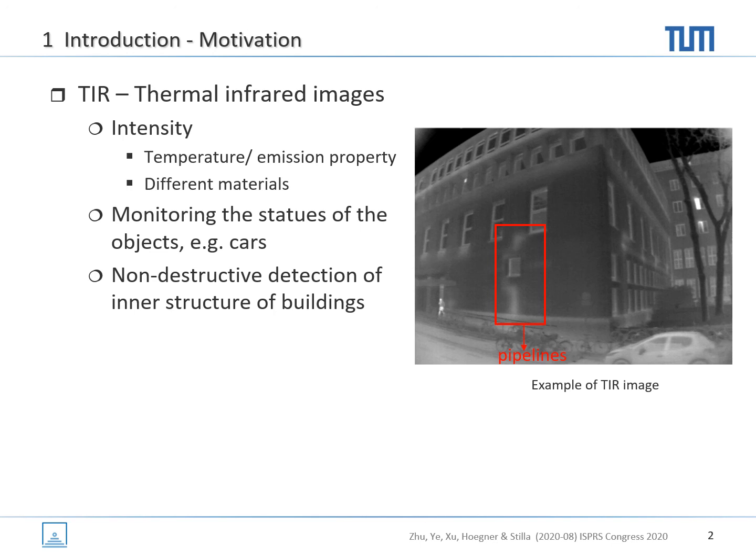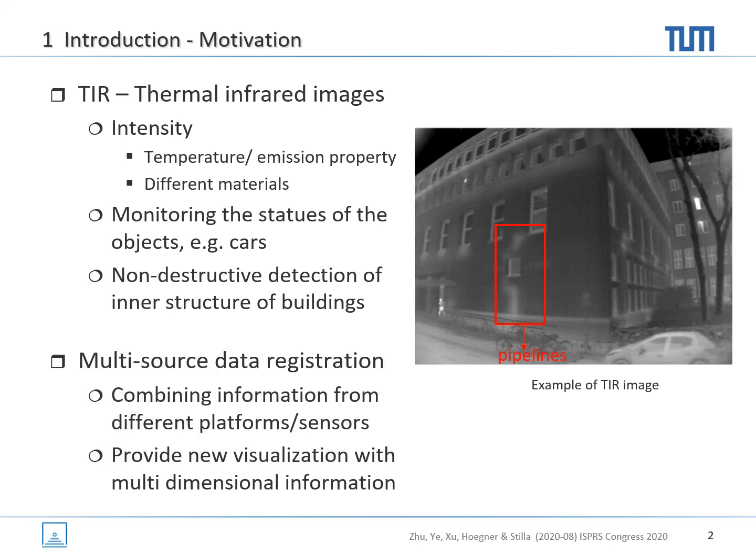However, the interpretation of thermal infrared images requires a certain understanding of the target scene and professional knowledge about thermal interpretation. In this case, the RGB images help. Multi-source data registration is a hot topic and has been studied for some time. It aims to combine information from different platforms and sensors. Therefore, combining thermal infrared images and RGB images can provide a new visualization with multidimensional information for better scene interpretation and other tasks such as classification and segmentation.